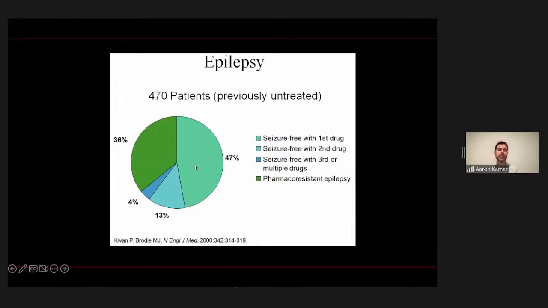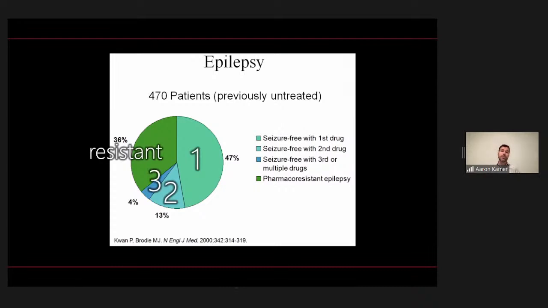So you can see here that not quite the majority, but a large number of patients tend to be seizure-free with their first medication. A smaller percentage are seizure-free with the second medication, and then a much smaller percent with a third medication or multiple medications. But a very large percentage of our patients are actually resistant to any medications, greater than a third of our patients. So this is actually a pretty significant number of our patients that are unable to function very well in the ways that they'd like to in society.